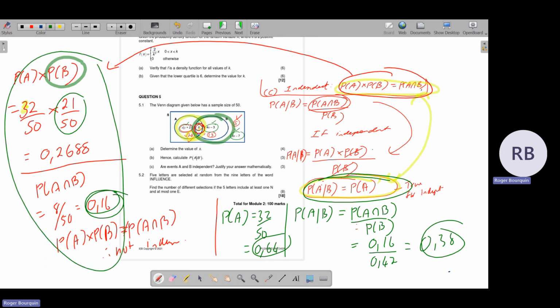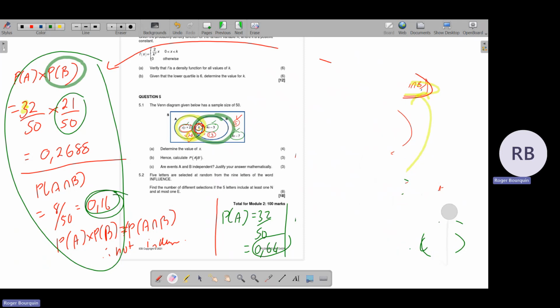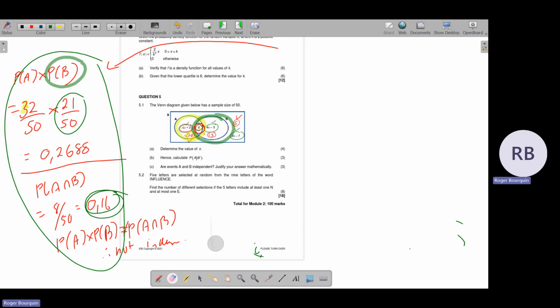Right, and then the last question. Question 5. So this is a bit of a sneaky one. The question says we have the word influence.